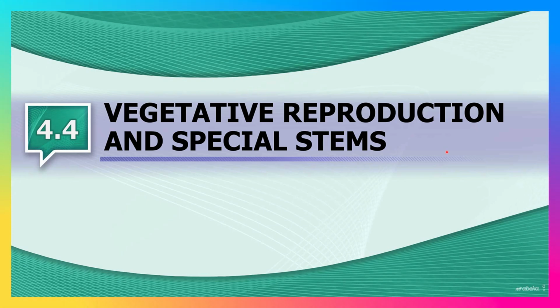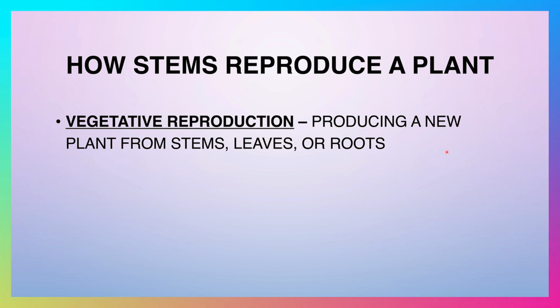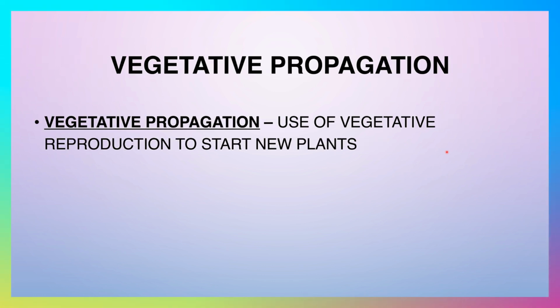So we move on and look at vegetative reproduction and special stems. Vegetative reproduction is the producing of a new plant from something other than the seed. So it's producing a new plant from the stem, the leaf, or the root. The process of vegetative propagation is using vegetative reproduction to start new plants, and this is commonly done in various areas of horticulture. And there are a lot of different forms of vegetative propagation.